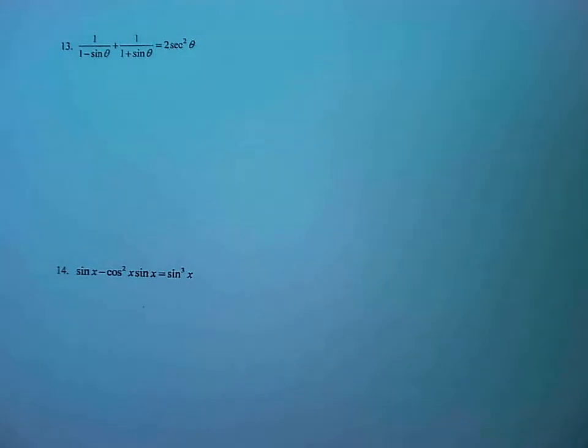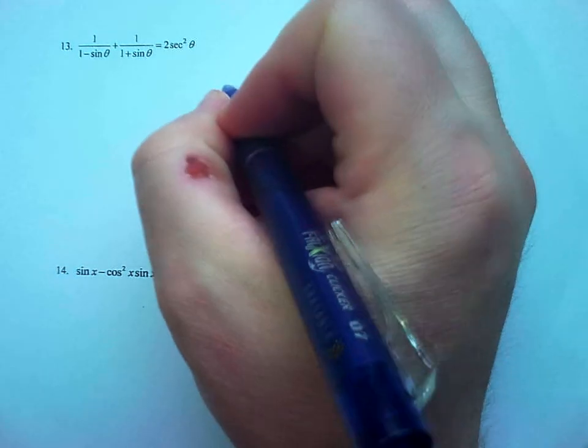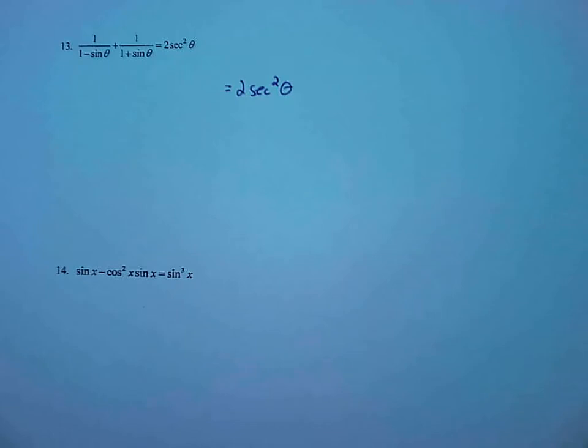Alright, so for number 13, we have 1 over 1 minus the sine of theta plus 1 over 1 plus the sine of theta is equal to 2 times the secant squared of theta. Here I think the left-hand side looks more complicated, so let's work with the left-hand side. I'm just going to copy down the right-hand side and not do anything to it.